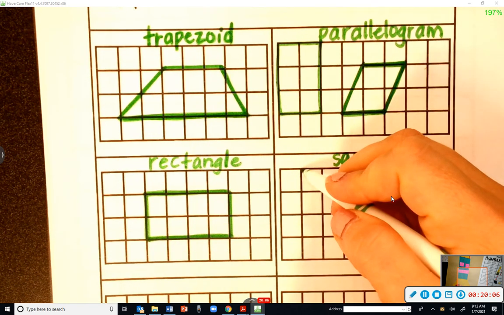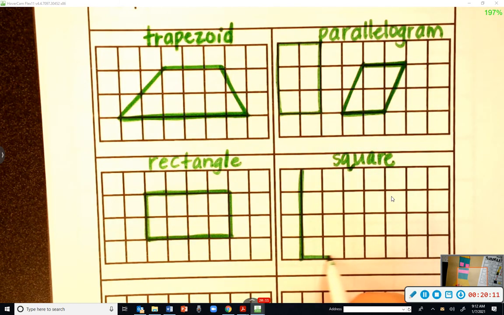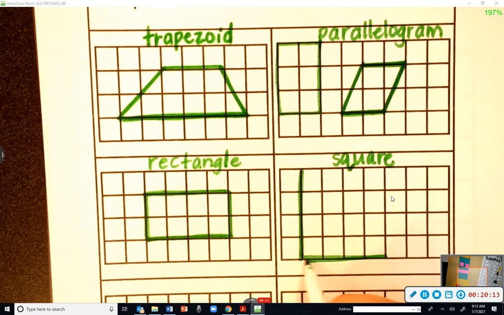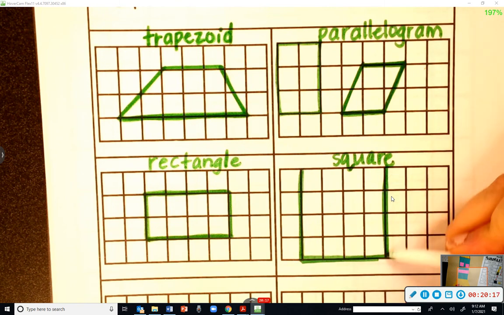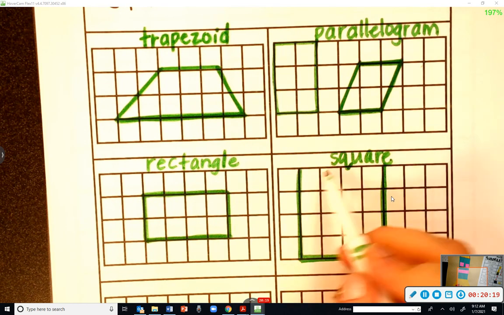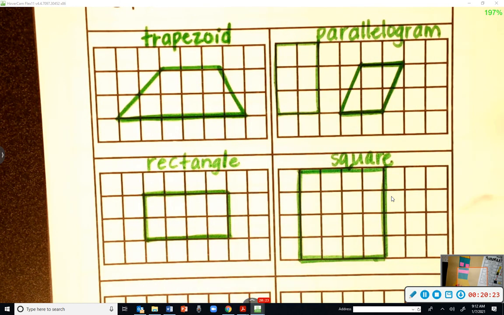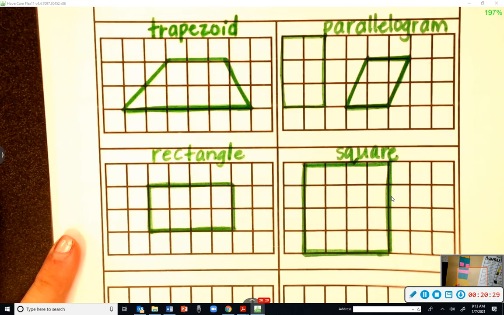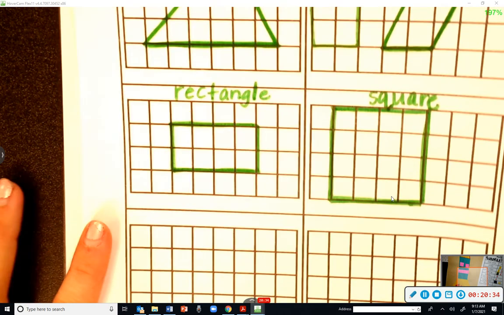Okay, if I wanted to go down 4, then I need to go over 4. 1, 2, 3, 4 squares. If you went over 2 squares, then you need to make sure you have 2 squares going on every side. Okay. Next is a rhombus.